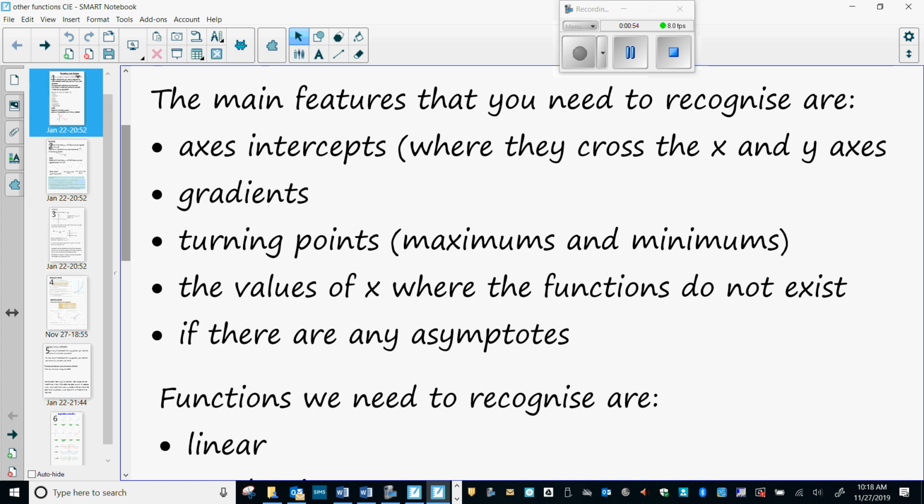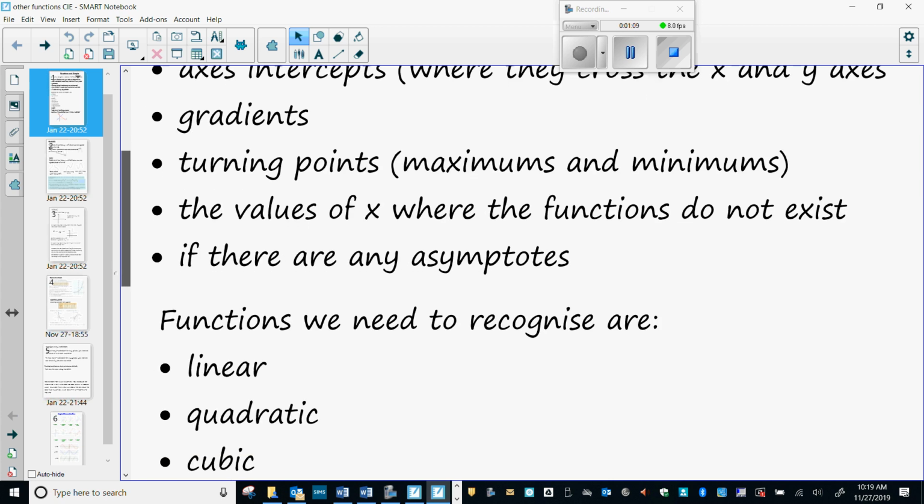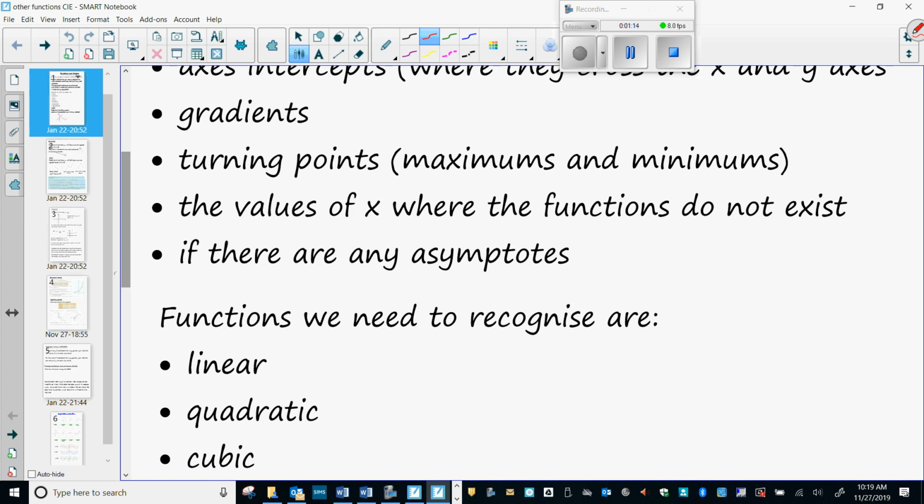Values of x where the functions do not exist. We talked about that there. Remember, so when there's a fraction, remember the bottom cannot equal what? 0. Okay, so that's where the functions do not exist. If there are asymptotes, so this is a kind of a gap where the graph doesn't exist. So it's linked to the step above. So it's a gap where the graph does not exist.